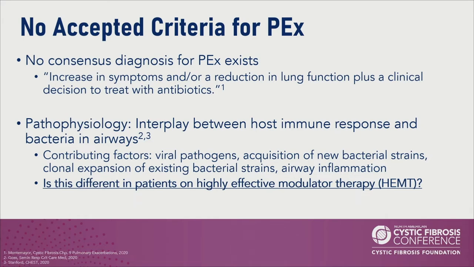The pathophysiology of an exacerbation involves a very complex interplay between the host immune response and bacteria in the airways. Contributing factors include viral pathogens, the acquisition of new bacterial strains, clonal expansion of existing bacterial strains, as well as airway inflammation. And a major developing question in the era of highly effective modulator therapy is, are these factors different in patients who are on HEMT?